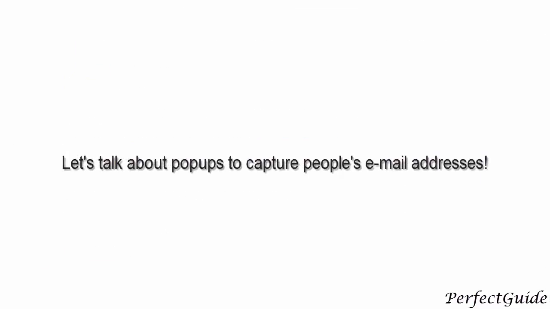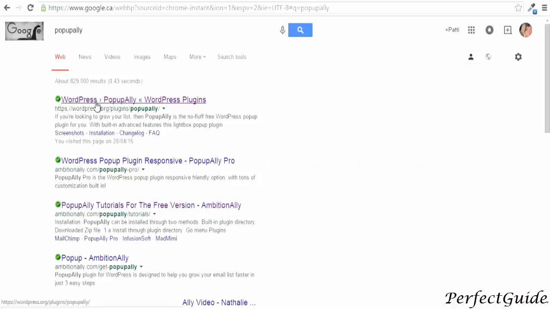I'm going to show you how to install a pop-up on your website so that you can capture people's names and email addresses and bring them into your autoresponder. That way you have an email list of people to market to. And I'm sure you've heard the saying, the money's in the list.